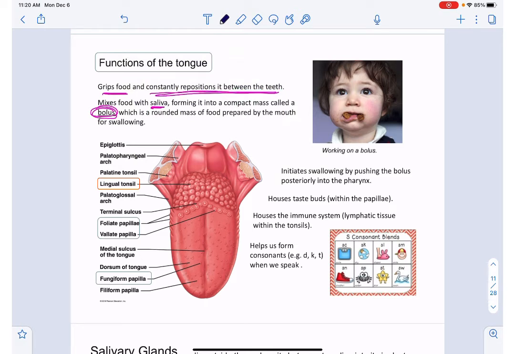The tongue is involved in swallowing, and it's really the only voluntary part of propulsion that occurs in the digestive tract, initiating swallowing by the tongue. And so the tongue is going to initiate swallowing by pushing this food bolus posteriorly, or backwards, towards the throat.